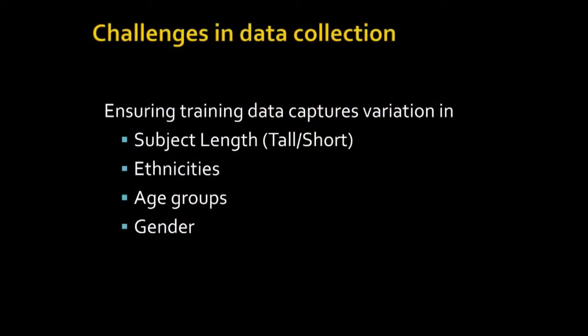So how do you go about collecting all this data? Now, again, there are challenges. You need to ensure that your training data covers humans of different lengths, ethnicities, different age groups, different genders, and so on. So how do you get data about all users? When you're trying to build an intelligent system, how do you actually get data about all users?